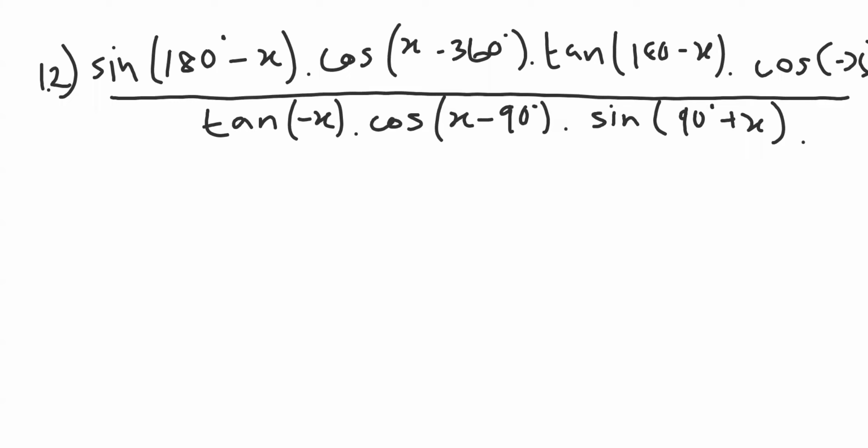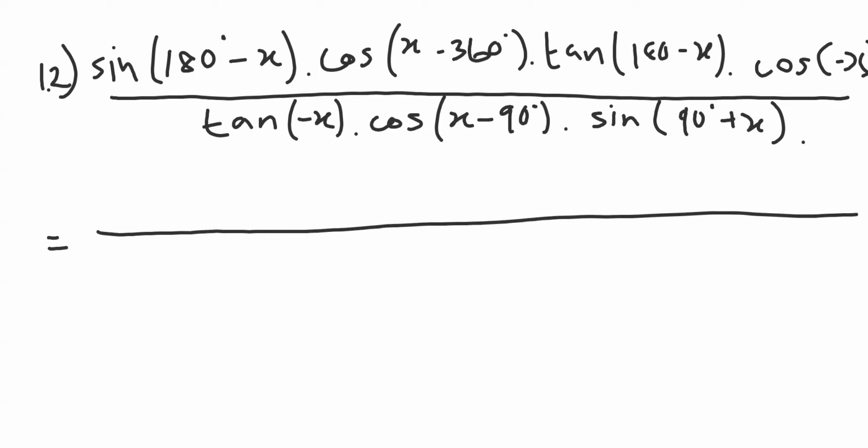So Jessica, sine of 180 minus x. Sine will be positive. Correct. Sine will be positive in the second quadrant. And then we have cos of x minus 360. What do you do there? I would say cos is positive there as well. It is positive. Can I just ask, how did you come to that conclusion?